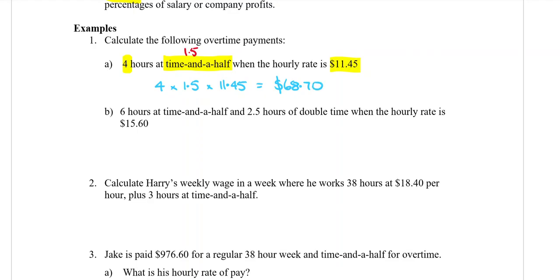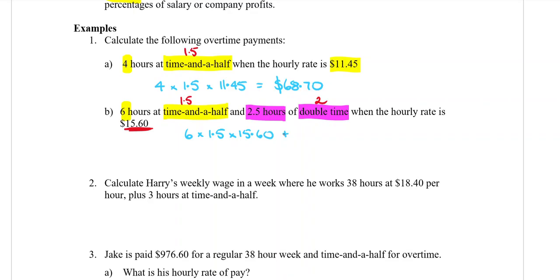$68.70. In part B, we have someone working 6 hours at time and a half. So time and a half, that's our 1.5. And they work 2.5 hours of double time. So double time is when you times by 2. And their hourly rate of pay is $15.60. So there are 2 things that need to be added together here. The time and a half pay was 6 hours times the 1.5 for time and a half times their hourly rate, which was $15.60. So that's the time and a half pay.